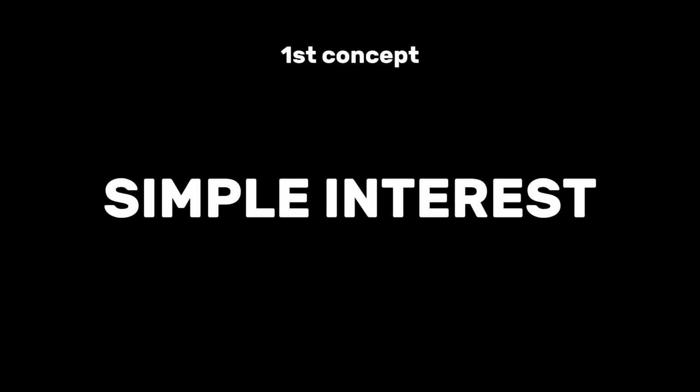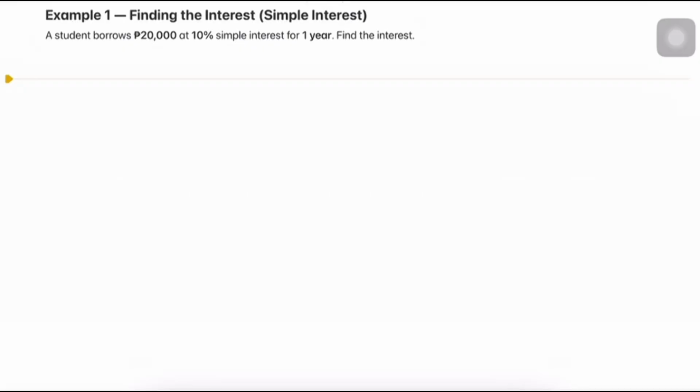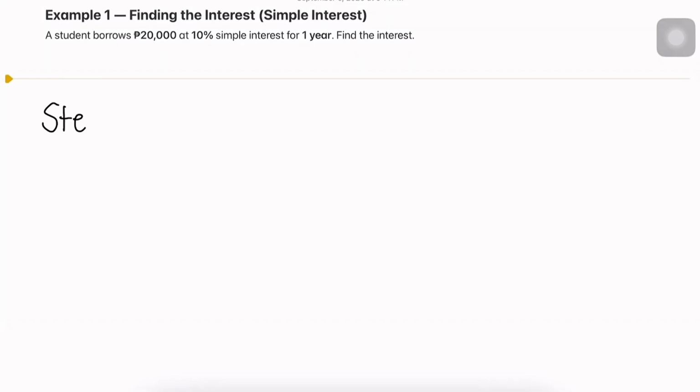So, we're done discussing all the terms. Now let's begin with our main discussion. Concept number 1 is finding the interest. So how do we find the interest? For example, a student borrows 20,000 pesos at 10% simple interest for 1 year. Find the interest.